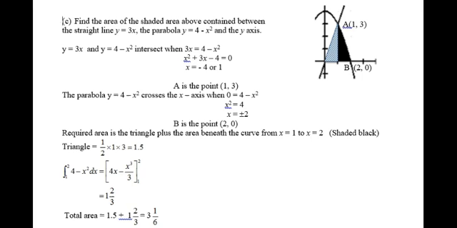We need to work out some coordinates. We need to know where the line crosses the parabola, which I've labelled point A, and where the parabola crosses the x-axis. So there's my working on the page there, and I've got A is (1, 3) and B is (2, 0). The triangle is simply half base times height, and the black area is the integral from 1 to 2 underneath the parabola 4 minus x squared.